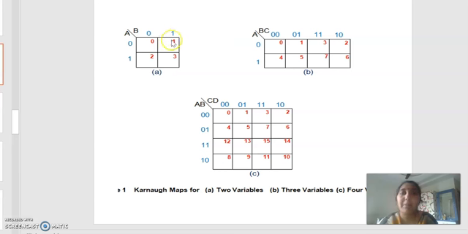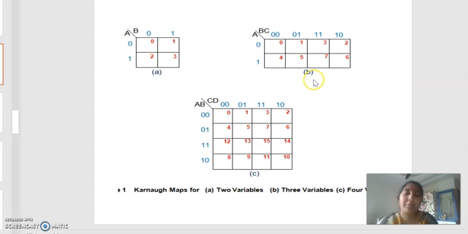Whatever numbers we write in these boxes represent the minterms. Minterms represent the combination of the row variable and the column variable. They are the decimal equivalent values for the combinations of row and column variables. So 0, 0 is represented as 0, 0, 1 as 1, 1, 0 as 2, and 1, 1 as 3.